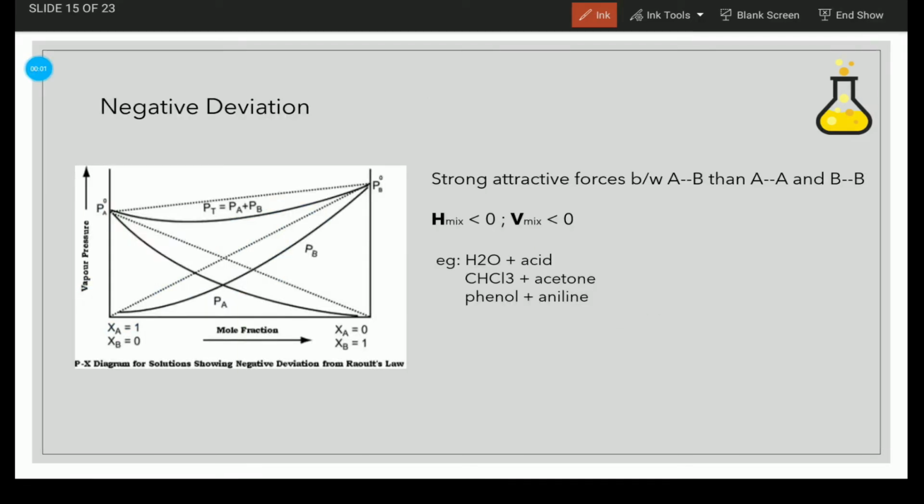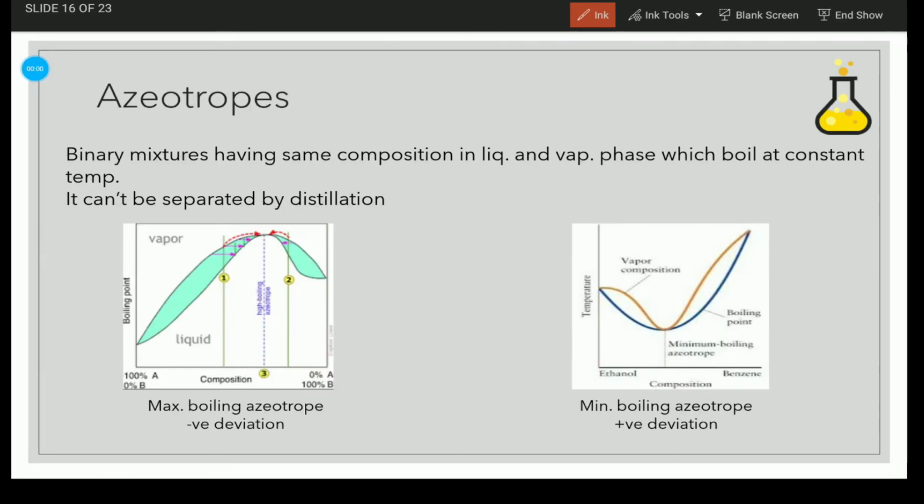The second is the negative deviation. It happens when the molecules of A and B have stronger attractive forces between them than the molecules of A and B independently. The change in enthalpy and the change in volume of the mixture are less than 0, hence negative deviation. The examples are listed below.